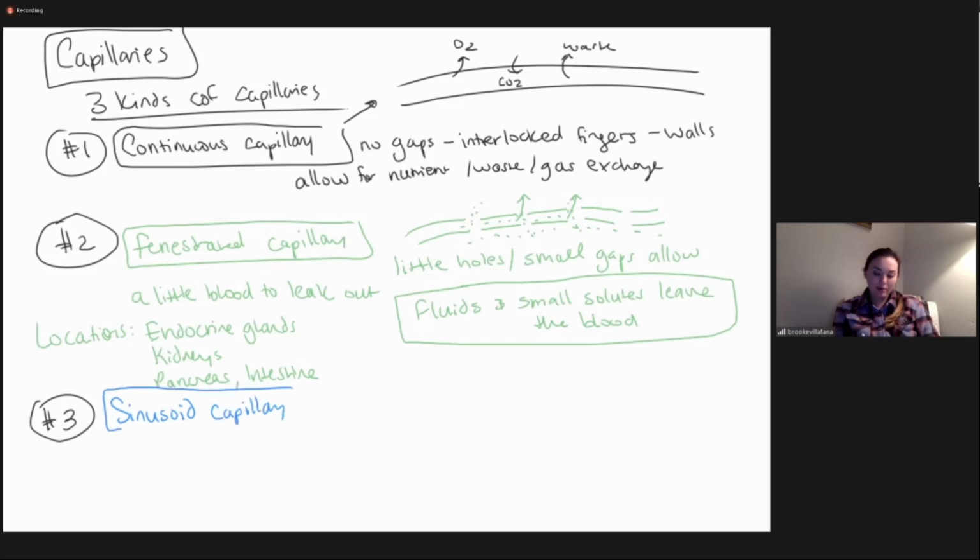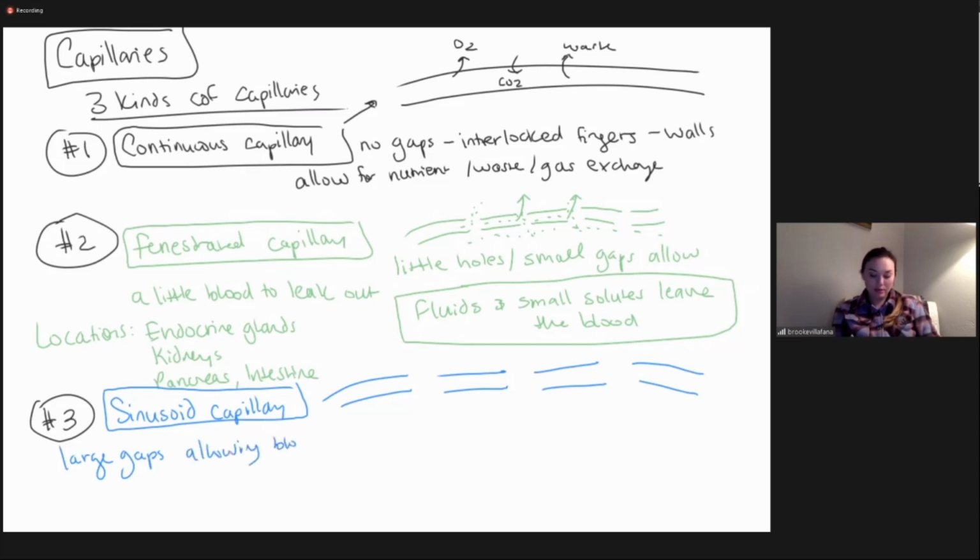Sinusoids are going to have very large gaps, big enough to allow blood cells to leave. The location is going to be the lymph nodes, the adrenal glands, the spleen, and then the bone marrow.